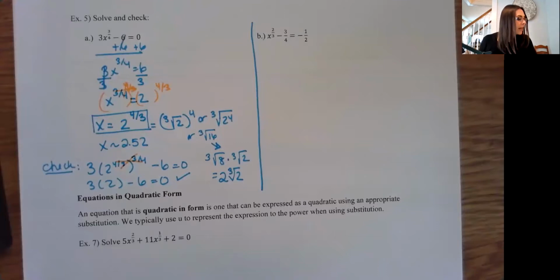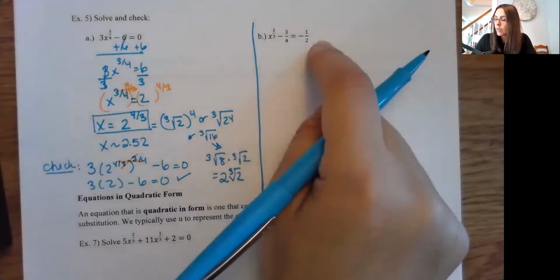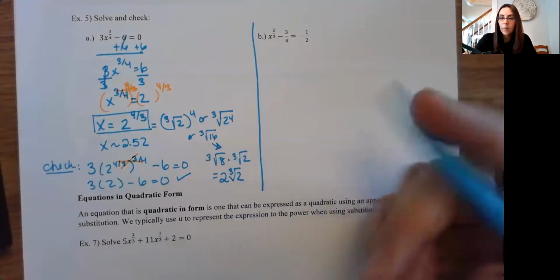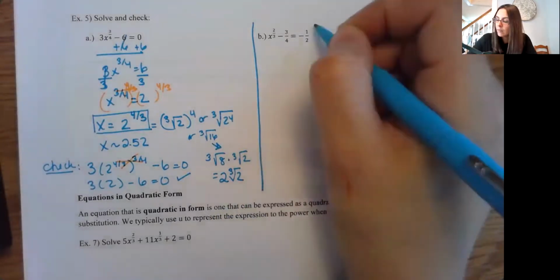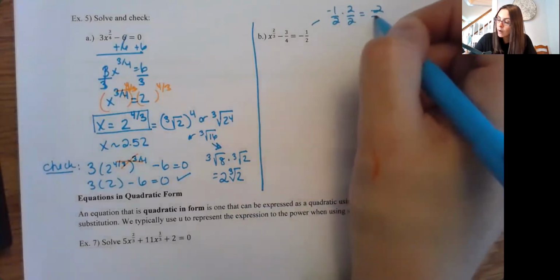Okay, let's go ahead and do the other example here. Now you can do a few things. If you want to cancel your fraction here, you can. So we can multiply everything through by 4 and cancel that fraction out. This one's actually a pretty simple one. So -1/2, if I multiply that by 2 over 2, is just -2 over 4.